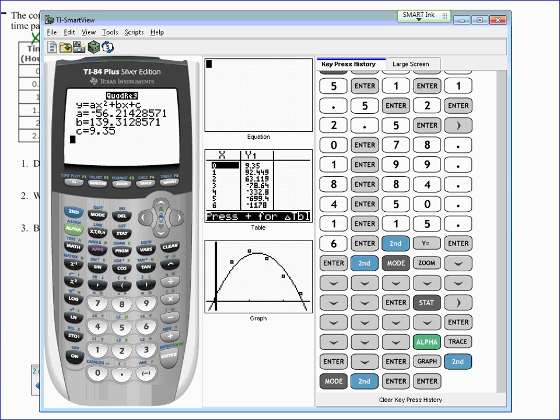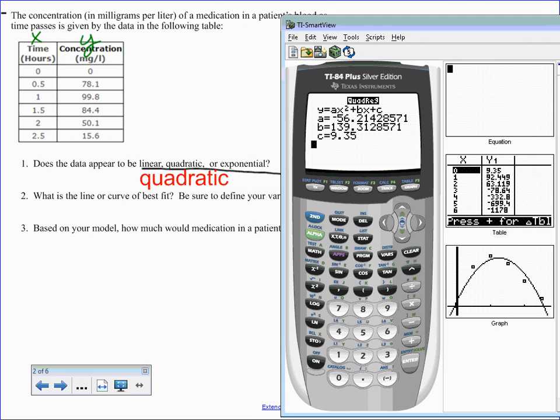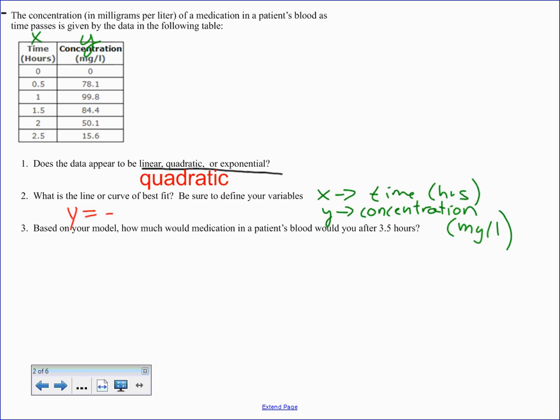So our equation is going to be y equals negative 56.21x squared plus 139.31x plus 9.35. And so there is our equation. We've defined our variables, so we're okay. So it says, based on your model, how much medication in the patient's blood would you have after 3.5 hours?